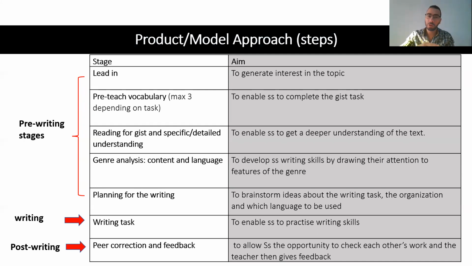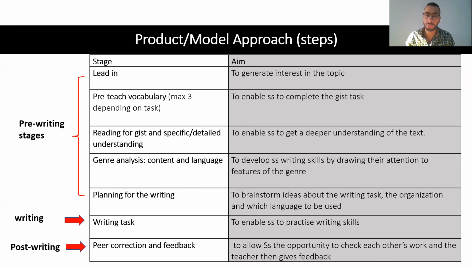And then after we have finished all of that, we can move to the planning stage, in which students plan for the writing. In this one, we brainstorm ideas about the writing task, the organization, and which language to be used. We give students time to decide, and we just draw their attention that they can use ideas from the text they have read, they can use the language and everything we talked about in the journal analysis, so they can plan everything correctly.